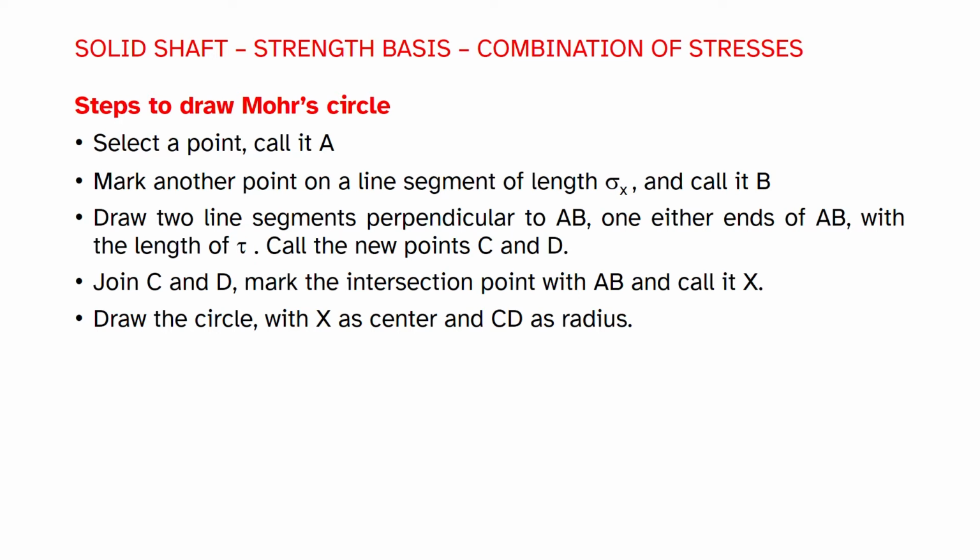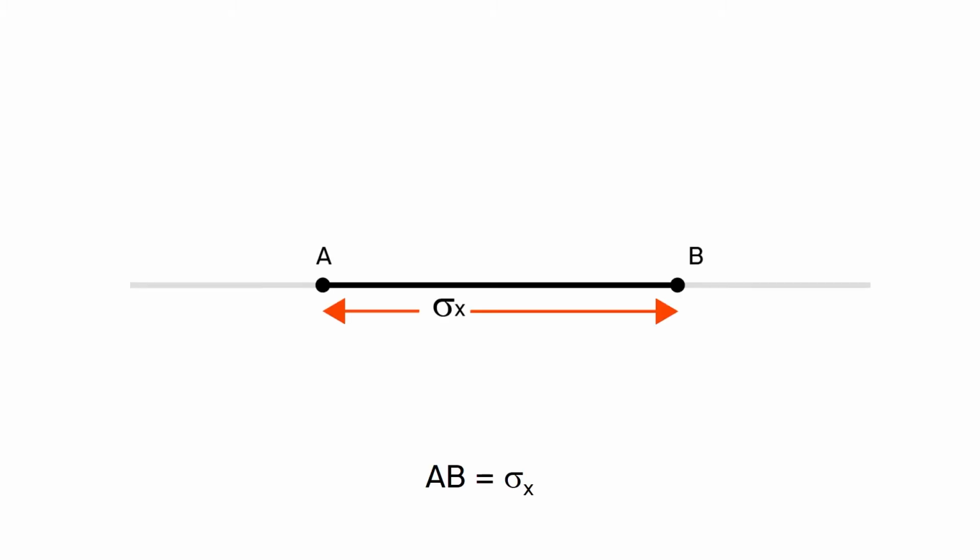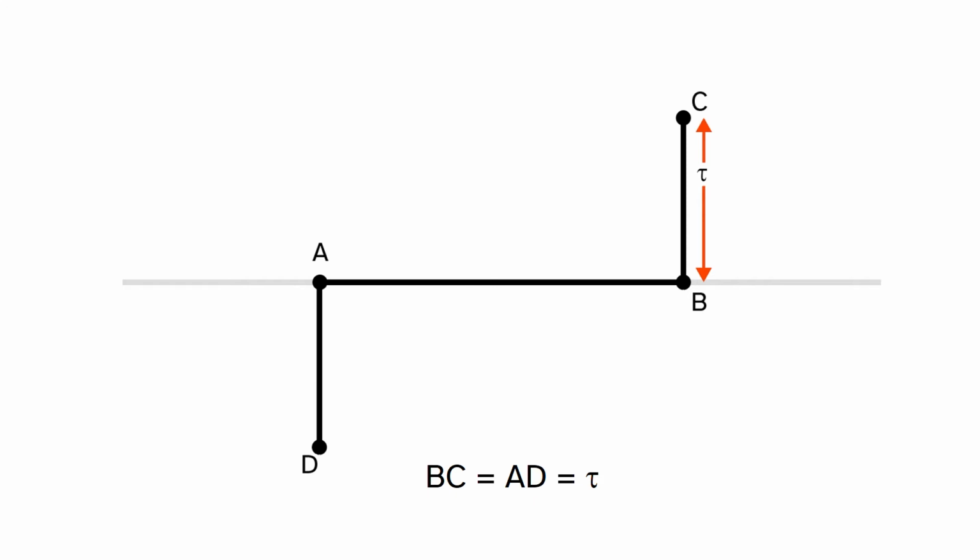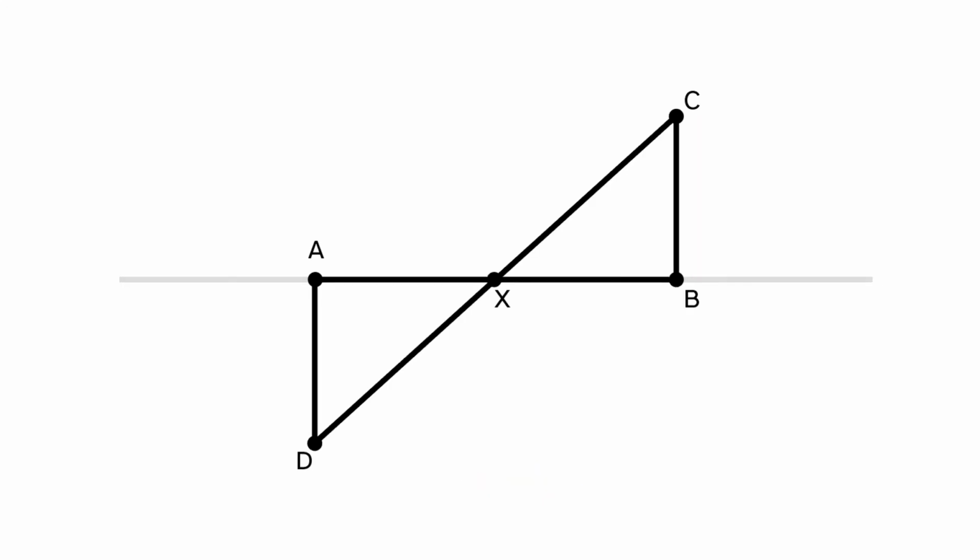Let's see how to draw the Mohr's circle. You can see the steps here, but I will explain this in the form of illustrations. Select a point and call it A. Mark another point on the line segment with the length of sigma x, call that point B. Draw line segments perpendicular to AB on either ends of AB with the length of 2 tau. Call these new points C and D. Join these points, and as they intersect with the line segment AB, call the intersection point X.